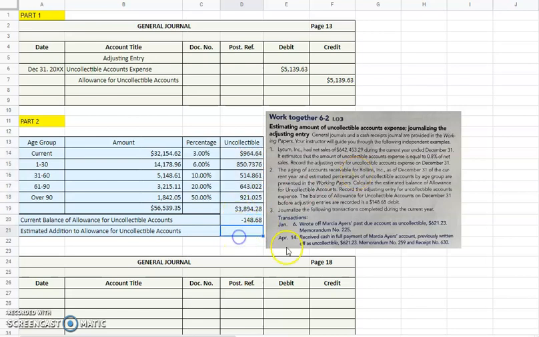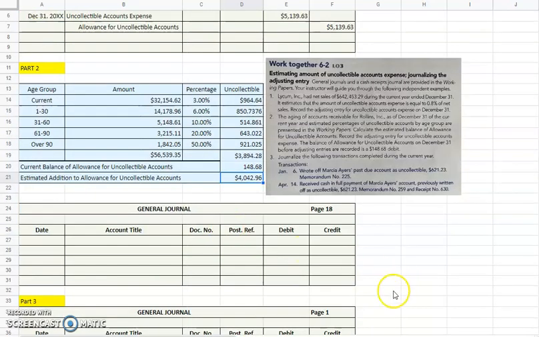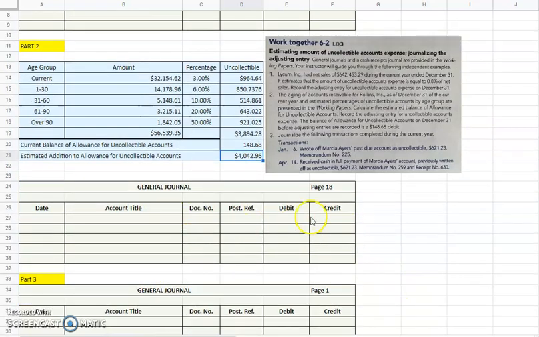All right, so we need to estimate the addition to allowance for uncollectible accounts. What I'm going to do is just remove that minus. But know that usually you would subtract away what the balance is if it was already a credit, but since this one's a debit balance, we've got to add them. So we need $4,042.96. The answer key says 97 because it rounded. It's fine. It's right. Then you have to journalize this entry.